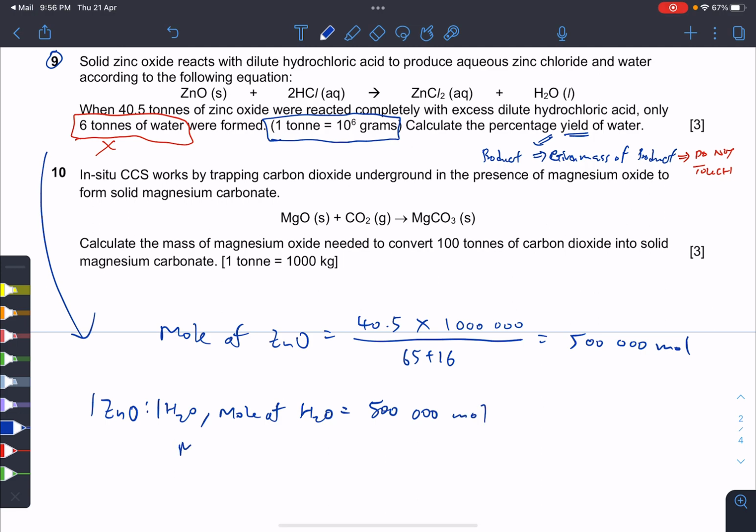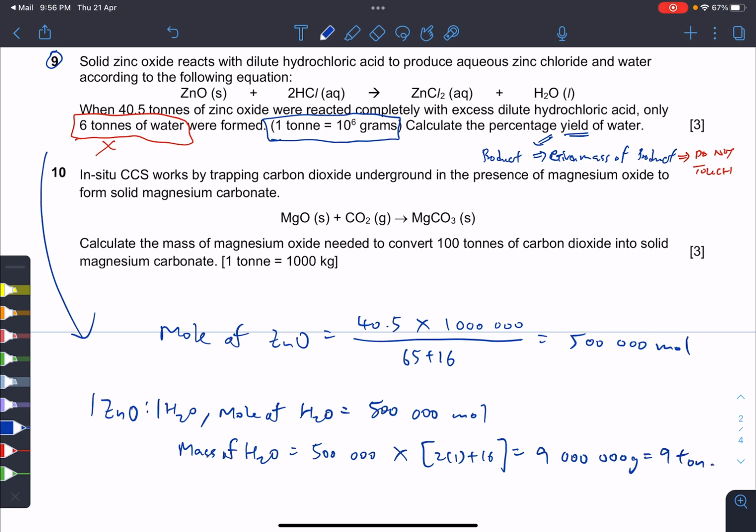Then what do we do next? We'll find out the mass. So the mass of water is 500,000 times 18. You get, oh wow, 9,000,000 gram, which is actually just 9 ton. Oh, so what are they saying? They're saying that I actually get 6 ton of water. But from calculation, apparently I'm supposed to get 9 ton. 9 ton, I only get 6 ton.